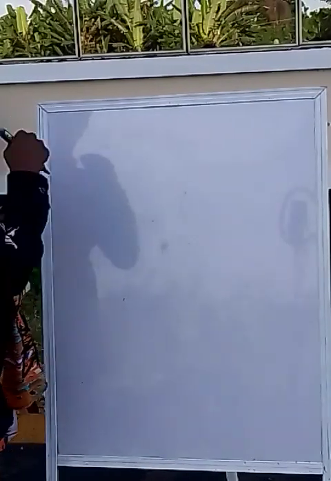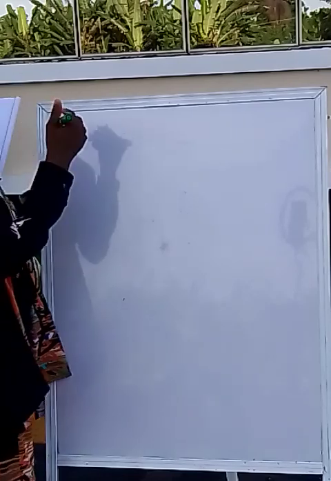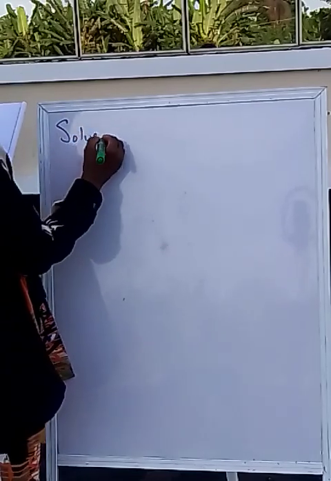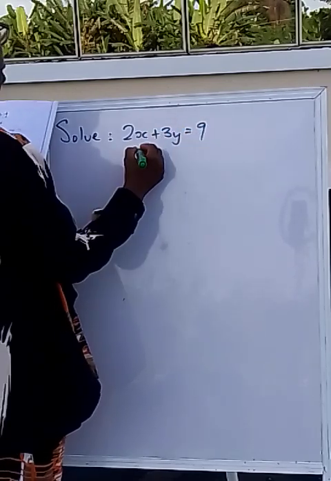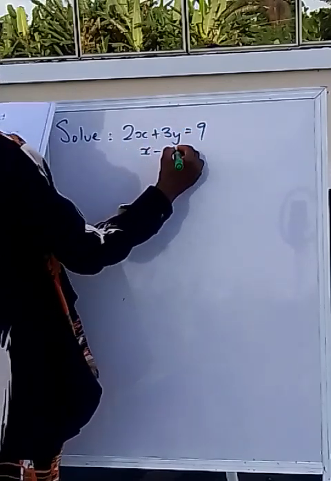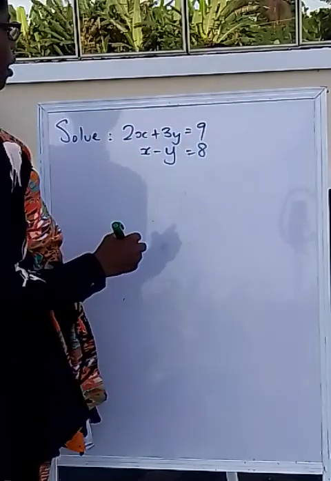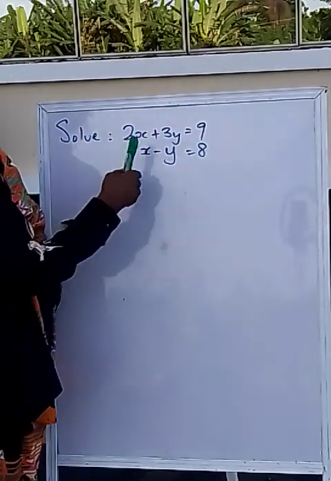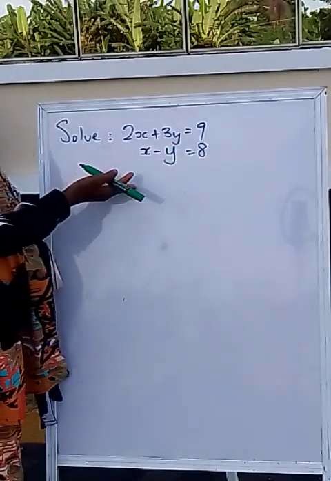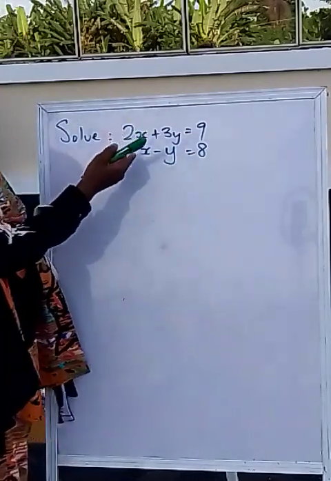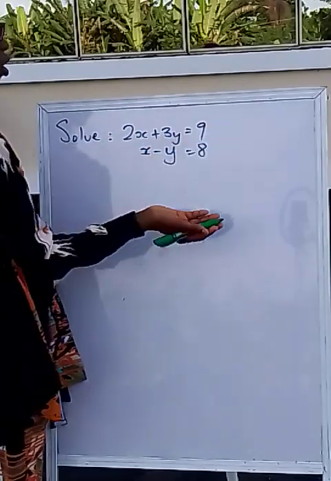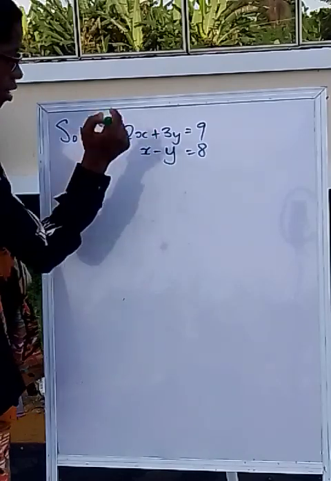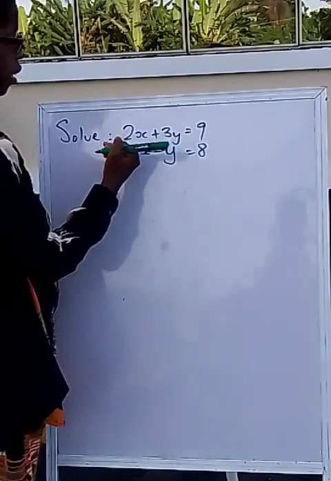Now let's move on. So 2x plus 3y equals 9, and x minus y equals 8. Now, since we are solving it using the elimination method, the first thing to do here is to multiply everything we have in the first equation by the coefficient of x in the second equation, and everything we have in the second equation by the coefficient of x in the first equation.